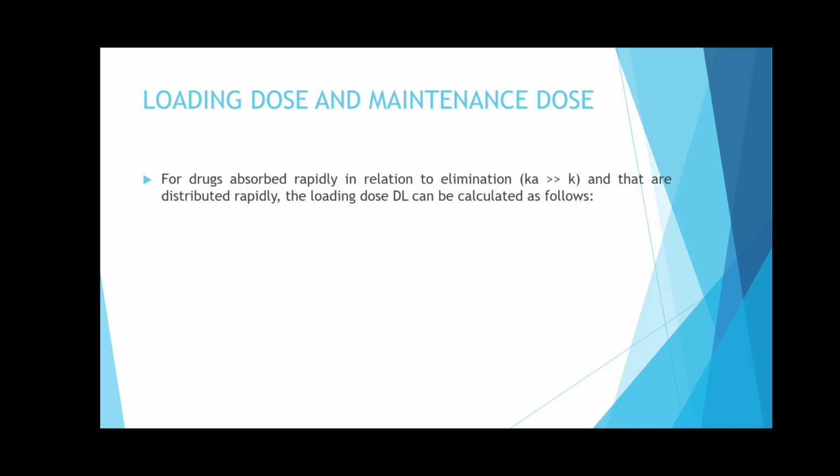For a drug absorbed rapidly in relation to its elimination, it means the absorption rate constant is very high as compared to the elimination rate constant, and the drug is distributed rapidly. The loading dose DL can be calculated by the following formula. DL by D naught is equal to 1 divided by 1 minus e to the power of Ka tau, into 1 minus e to the power of K tau. So this is a case where the absorption rate is very high as compared to the elimination rate.